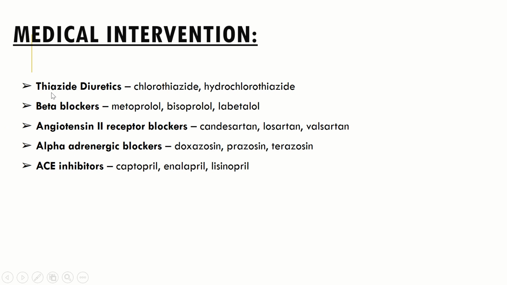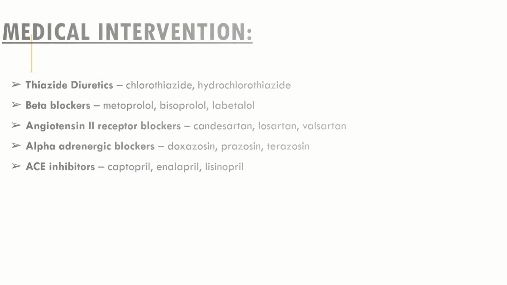So these are the home remedies, but other than that, some medical interventions are required. I have given a basic idea, so you can refer to your pharmacology books for that. Thiazide diuretics, beta blockers, angiotensin 2 receptor blockers, alpha adrenergic blockers, and ACE inhibitors. These include the common ones like losartan, captopril, enalapril. Metoprolol, which you come across in patients with blood pressure, is very common. These medical interventions are required for a patient who has had hypertension for so long.